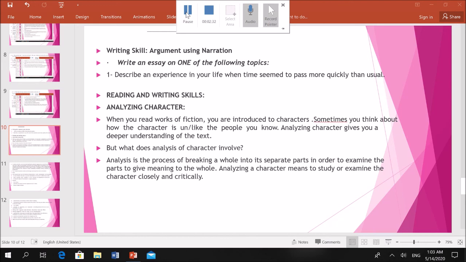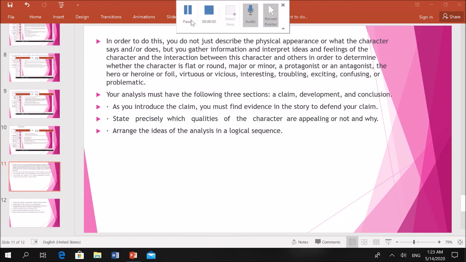Analyzing a character means to study or examine the character closely and critically. يعني إيه بعمل تحليل الشخصية؟ إن أنا أبدأ أدرس الشخصية بعمق. In order to do this, you don't just describe the physical appearance or what the character says or does. So when we analyze a character, we don't only focus on the physical appearance of the character or what the character says or does. لما نيجي نحلل الشخصية في العمل الأدبي أنا ما بركزش بس على المظهر الخارجي للشخصية أو الشخصية دي قالت إيه وعملت إيه، لا بحاول إن أنا but you gather information and interpret ideas and feelings of the character. بحاول أجمع معلومات عن أفكار الشخصية وعن مشاعر الشخصية زي ما قدمها لنا الكاتب في القصة بتاعته.